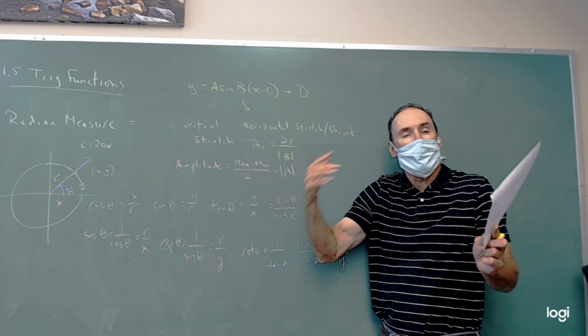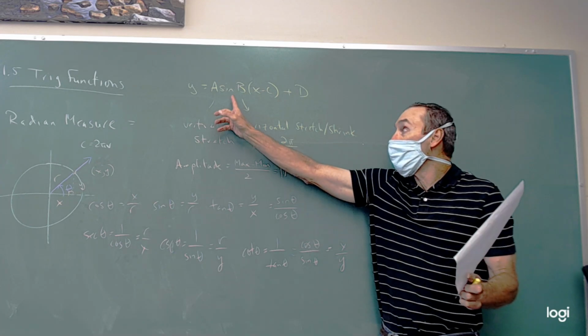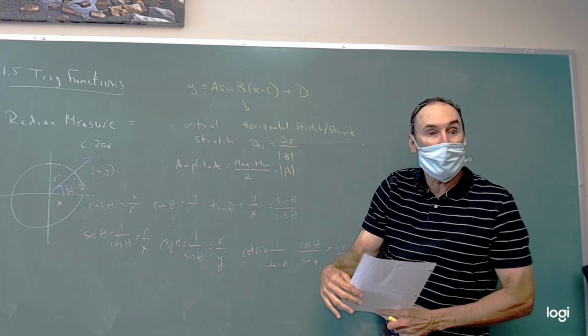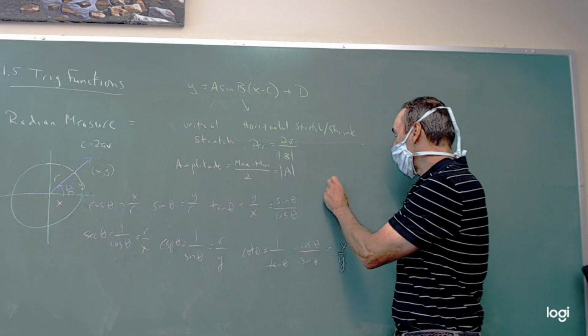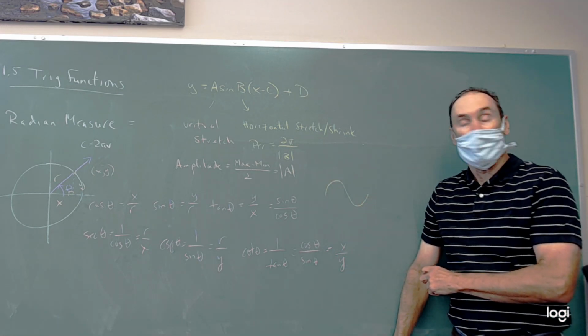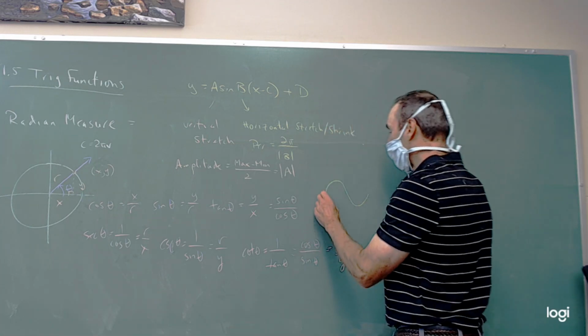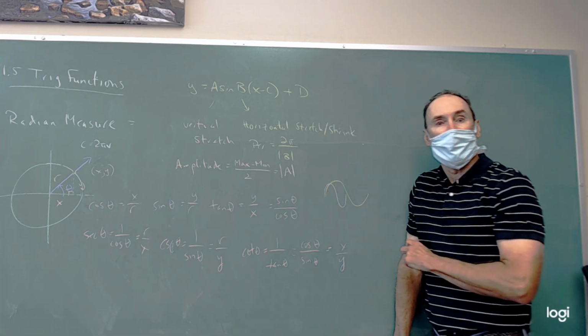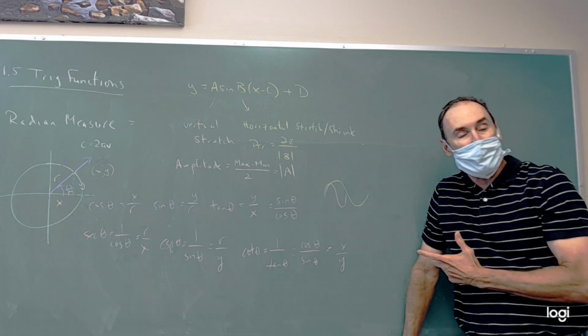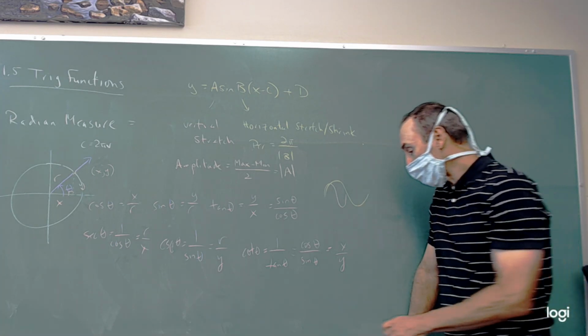So the nice way of remembering that is think of this as speeding it up or slowing it down. So if you have your normal sine curve, then if this number is bigger, what it's going to do is speed it up and make it complete that full cycle faster, which ends up being a horizontal shrink.